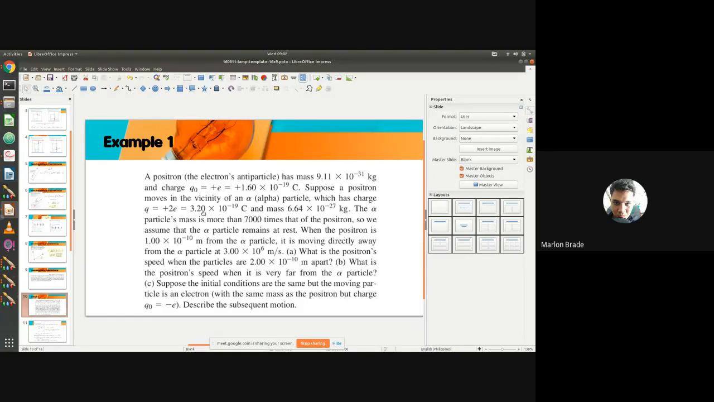The mass is given. The positron starts 1.0 times 10 to the negative 10 meters from the alpha particle. It is moving directly away from the alpha particle at 3.0 times 10 to the 6 meters per second. So the initial mechanical energy is given, and we can get it, right? Because you know the speed, the mass, the distance between them, and their charges. So it's easier.